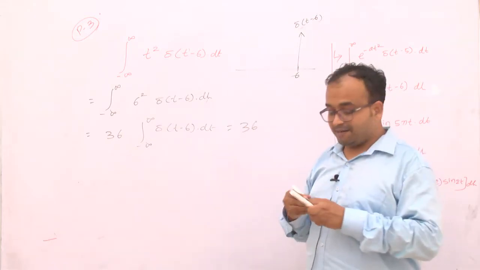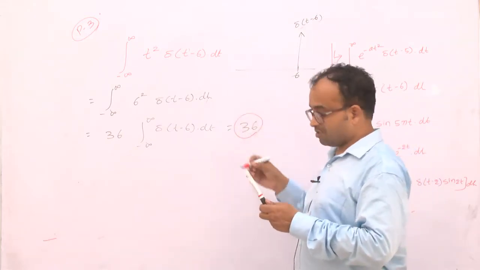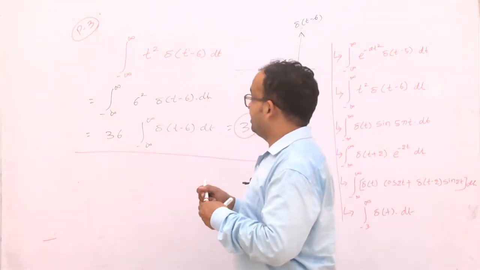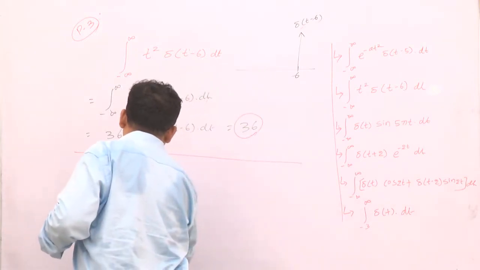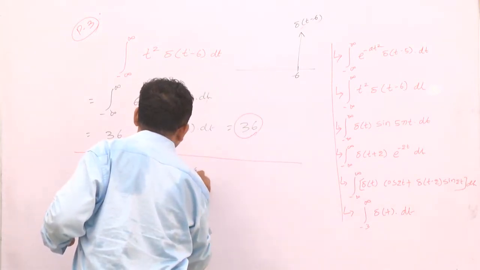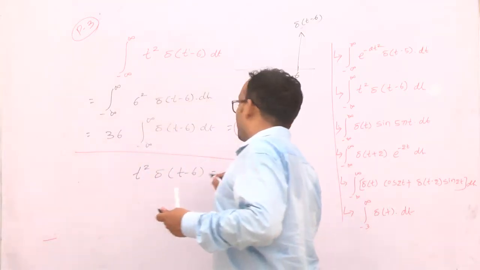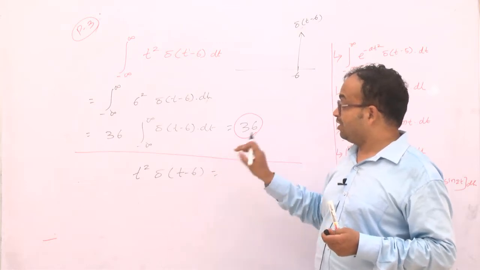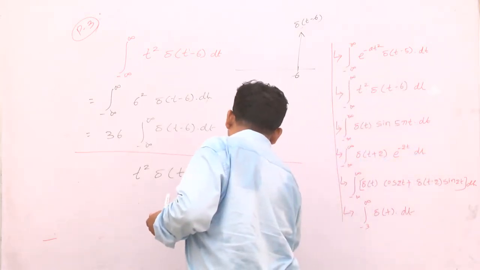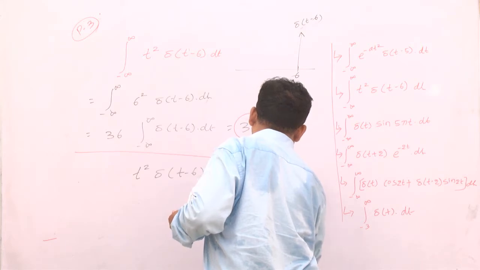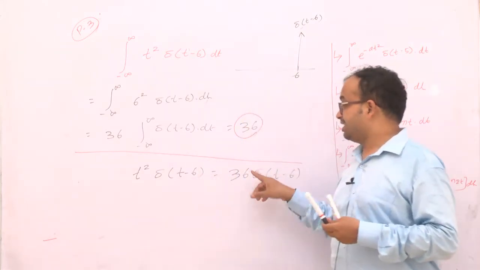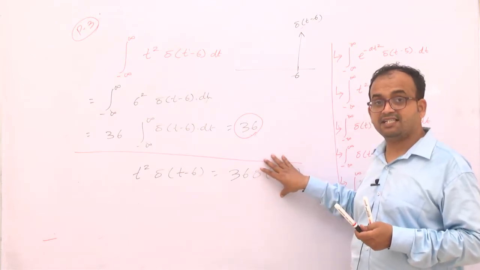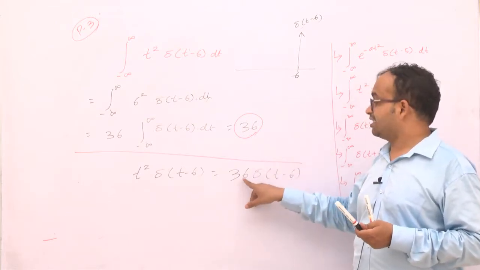Right? But the thing is, this answer is 36. Let me change the question like this. Suppose in the question, the integration is not there. What is the value of t square delta of t minus 6? Now you cannot write only 36. You have to write like this. Remember this thing, again I am telling you, don't get confused. This value will be 36 delta of t minus 6, because we cannot neglect the delta of t minus 6. This must be there.